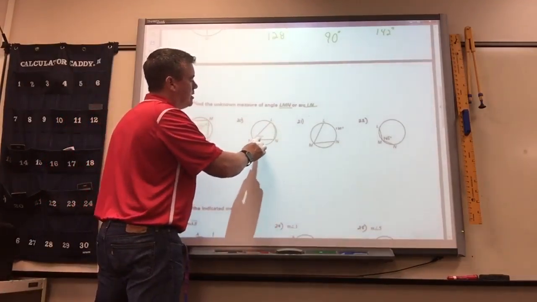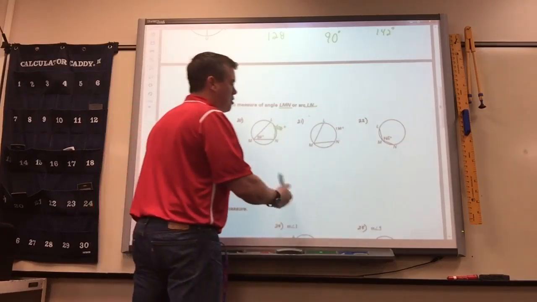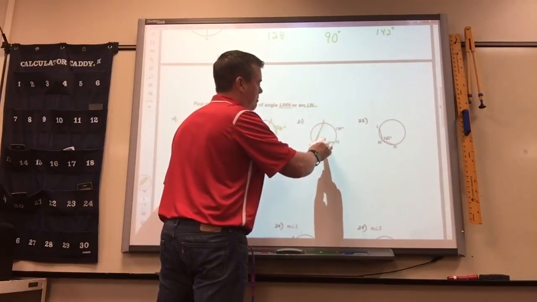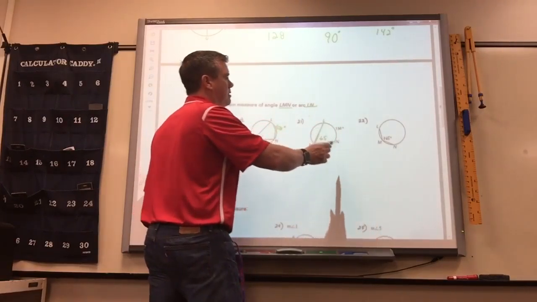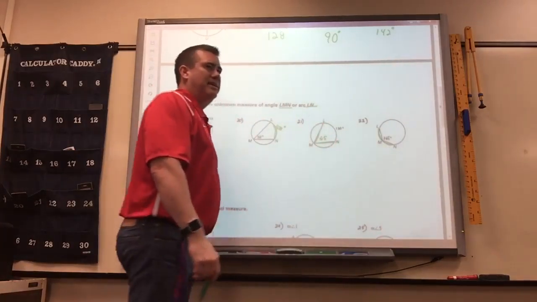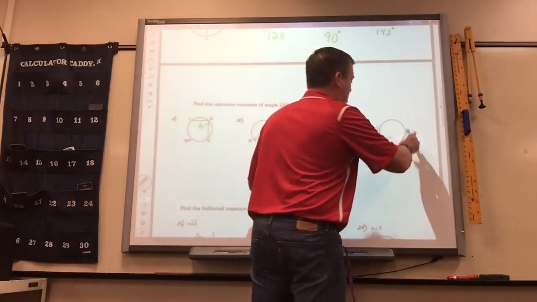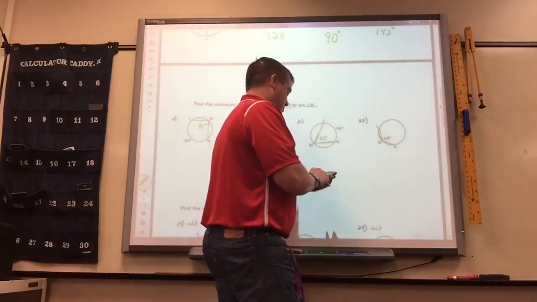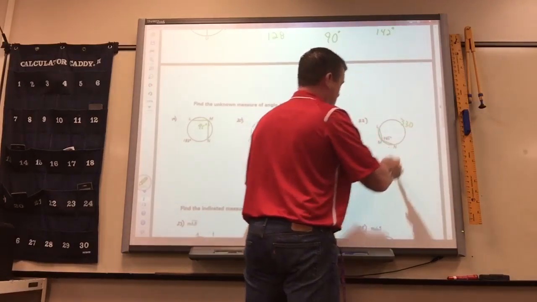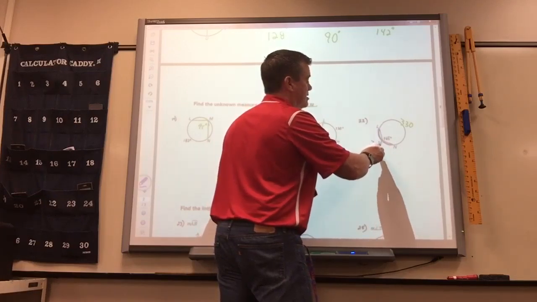Here's arc LN, which would be double that, so that's 100. So far nothing different. Here's angle LMN, 65. This is the one that's a trick. They want arc LN, which would be this, because when there's two letters, you take the shortest route. So this arc is double 165, which is 330, which means this arc would be 30 degrees.